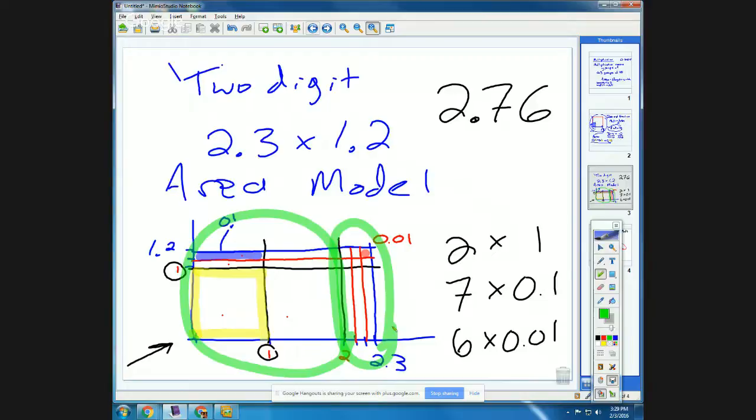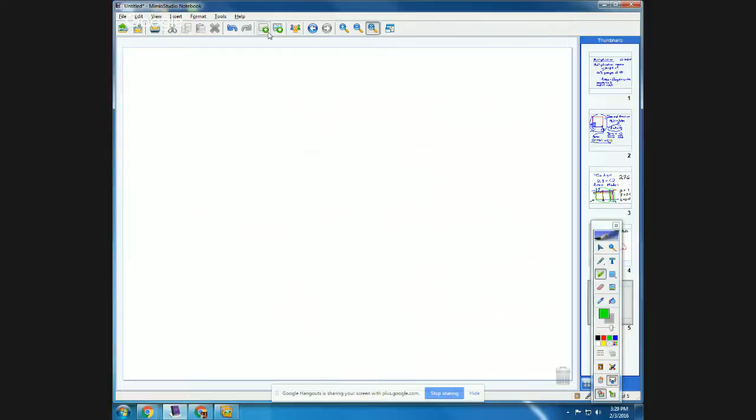So you can choose to move through it any way you want, but you're always going to get groups like this. I chose to do the whole number 2 times the whole number 1 first because whole numbers are easier to work with. So let's try a different way just for fun. So we have 2.3 times 1.2, and we're going to multiply expanded.